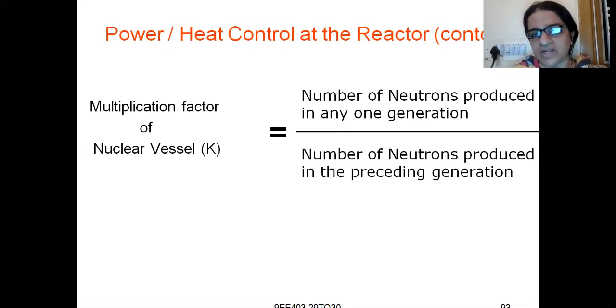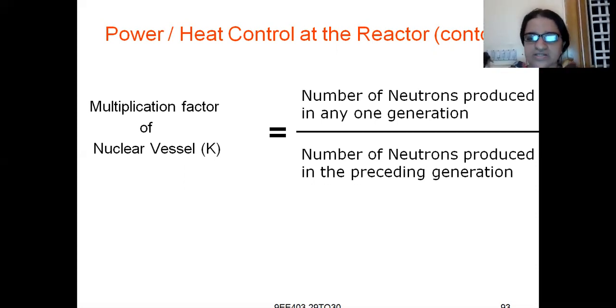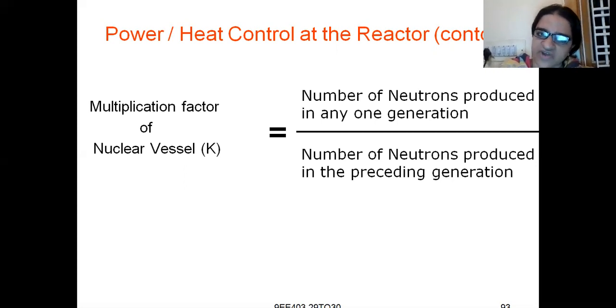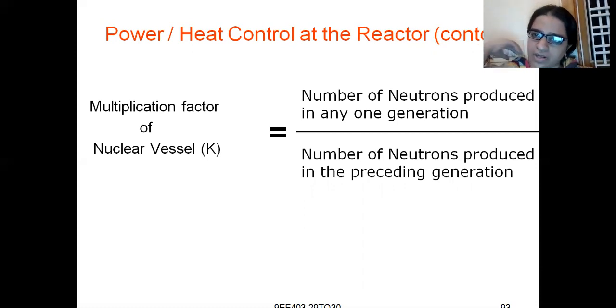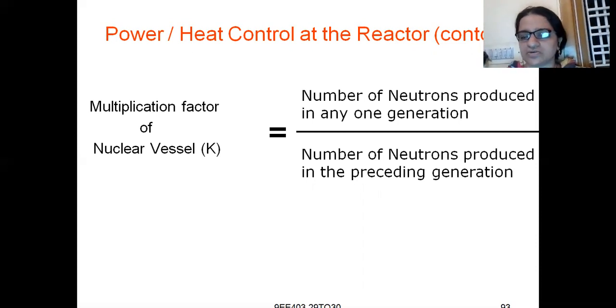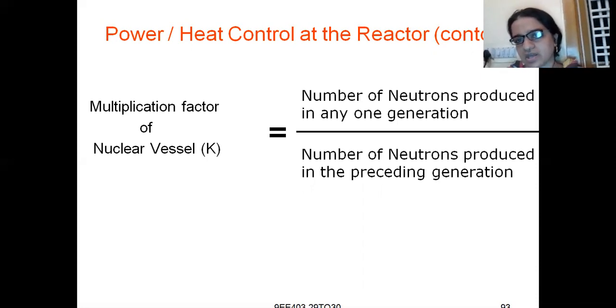Next is the multiplication factor of the reactor vessel. Okay, what is the multiplication factor of a nuclear reactor vessel? It is denoted with the symbol capital K. The multiplication factor is the number of neutrons produced in any one generation divided by the number of neutrons produced in the preceding generation. By dividing this, we get the multiplication factor of the nuclear vessel, which is K.